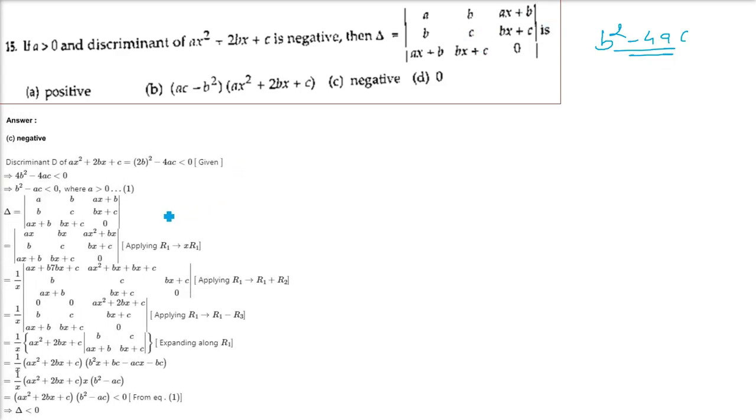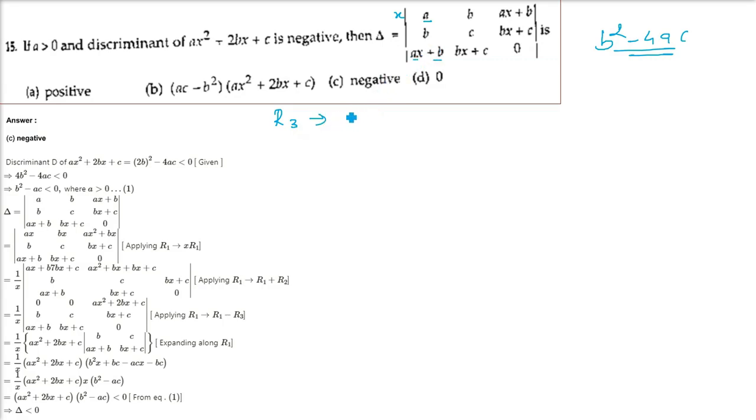So what we'll do here is, remember b square minus 4ac is less than 0, and since it is 2b here, it will be 4b square minus 4ac. That is b square minus ac. B square minus ac is less than 0. Since a is greater than 0 already, the determinant will always be less than 0.